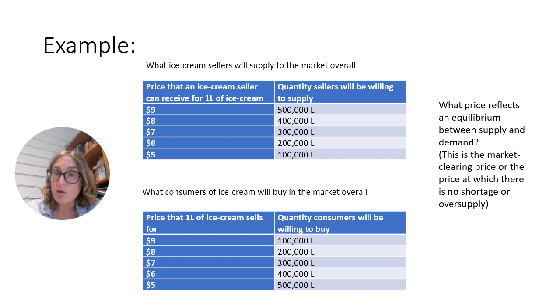This, by the way, is called a market clearing price, or the price at which there is no shortage or oversupply. Well, the answer is $7. At $7 a litre, the quantity that sellers will be willing to supply is 300,000 litres, and that's also the quantity that consumers will be willing to buy at $7. And so that's the market clearing price at which supply and demand have reached an equilibrium.